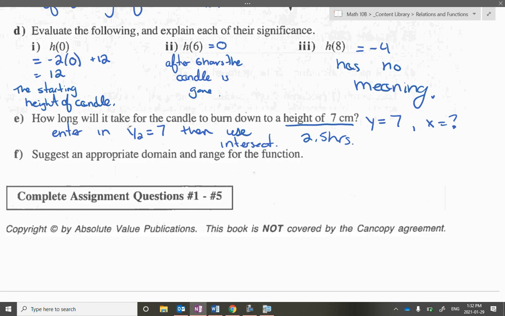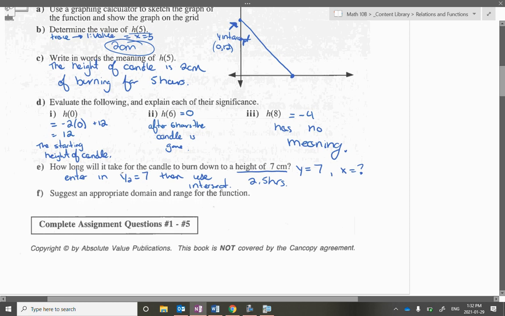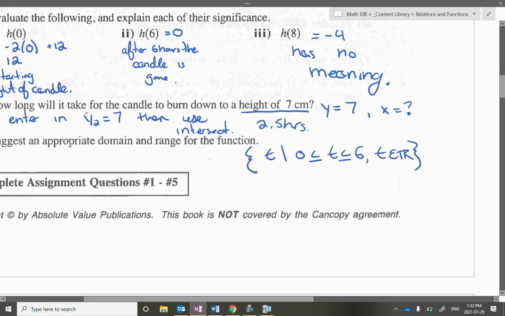Suggest an appropriate domain and range for this function. So our domain is our time in this case. So time only exists from 0 hours of burning this candle all the way to 6 hours, right? Within that, it's every second possible, so it's an element of the reals. If you wanted to use X there, you could totally use X as well. Our range, so the height of our candle, varies from 0 centimeters tall all the way to 12 centimeters tall.